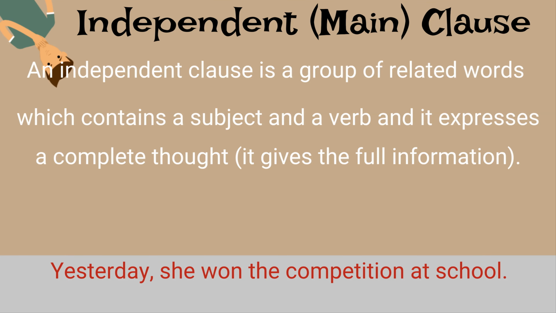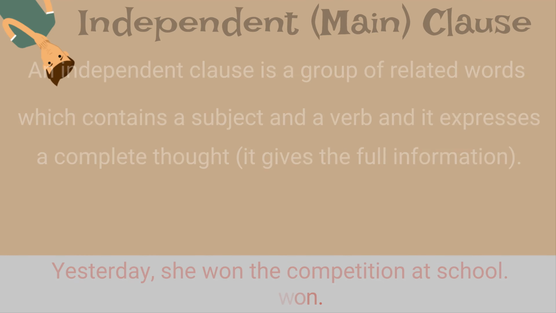For example, yesterday she won the competition at school. The purpose of this sentence is to tell us that she won the competition. So we could have actually said, simply, she won. Both of these sentences are complete, they give us the full information, and they are both main clauses. Or, in other words, they are both independent clauses.